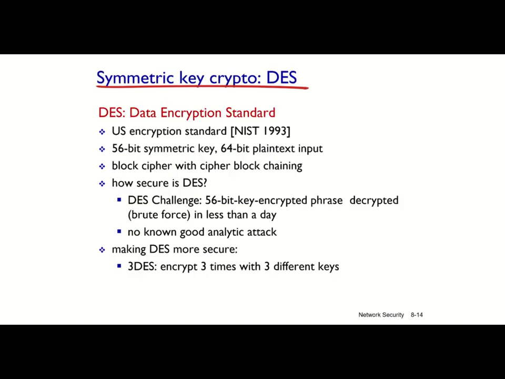So one of the real-world examples of symmetric key crypto is DES, Data Encryption Standard. This is the US encryption standard proposed by NIST in 1993. And in this cryptographic scheme, we have a 56-bit symmetric key, and then the plain text is encrypted after being divided into 64-bit pieces. And using a supercomputer today, you can use a brute force algorithm to break the key in less than a day.